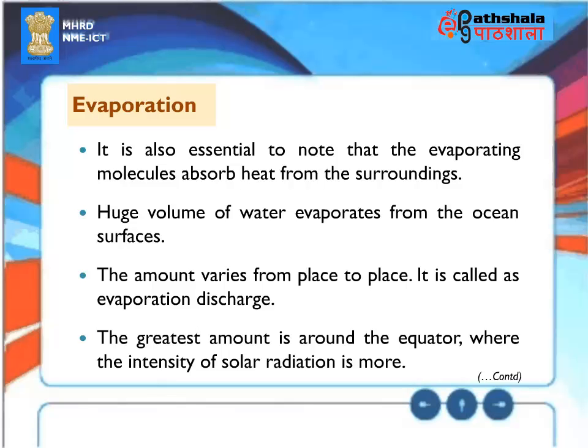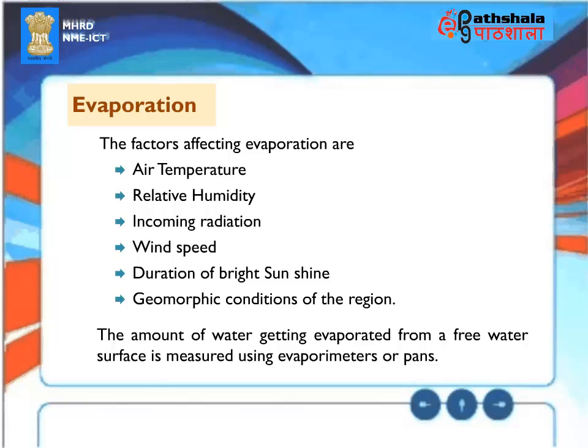A huge volume of water evaporates from the ocean surfaces. The amount varies from place to place. It is called evaporation discharge. The greatest amount is around the equator, where the intensity of solar radiation is more. The factors affecting evaporation are air temperature, relative humidity, incoming radiation, wind speed, duration of bright sunshine, and geomorphic conditions of the region. The amount of water evaporated from a free water surface is measured using evaporimeters or pans.